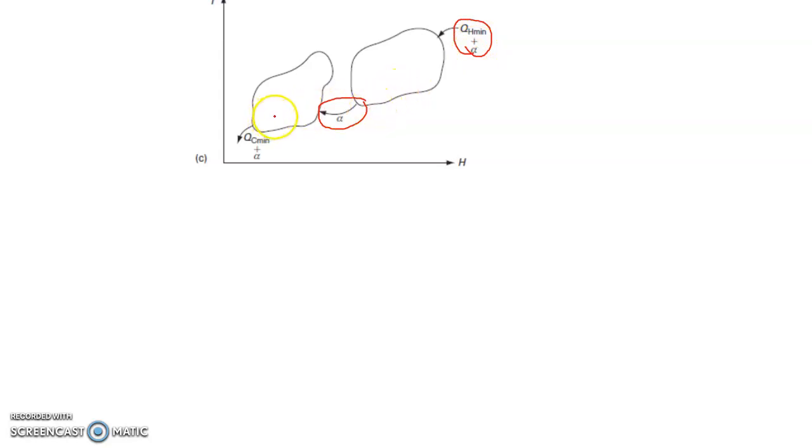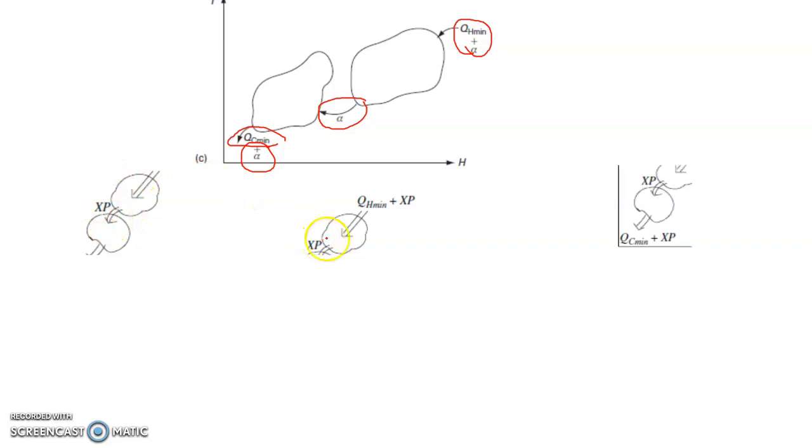Heat which is supplied to the below-pinch region is in addition to QC minimum, and hence you require an additional alpha unit of cold utility. So basically what happens is that when you transfer some amount, X or alpha amount, you actually add the same amount of hot utility and the same amount of cold utility. So if I am exchanging X amount from above pinch to below pinch, I'll get a penalty of 2 times that X.